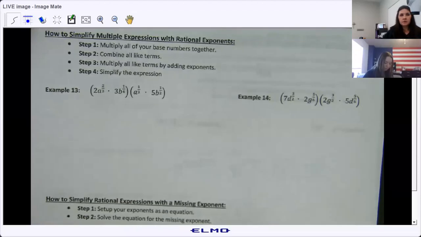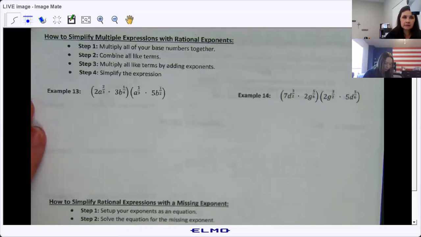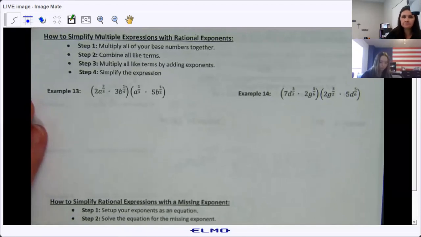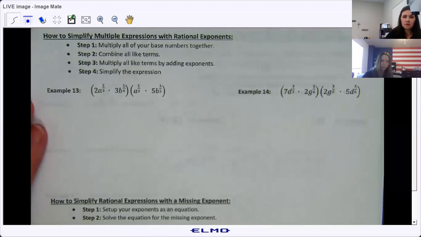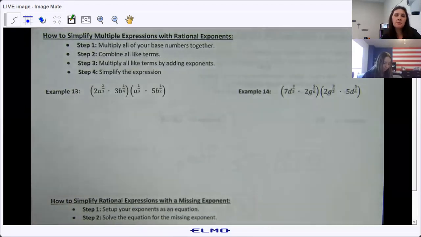Now we're going to simplify multiple expressions with exponents that are fractions. So again, you're going to multiply all of your base numbers together, combine all like terms or like bases, multiply all like terms by adding your exponents, and then simplify if you can.